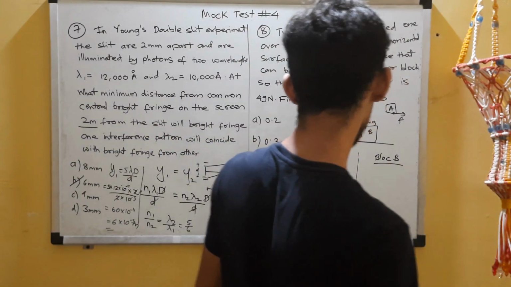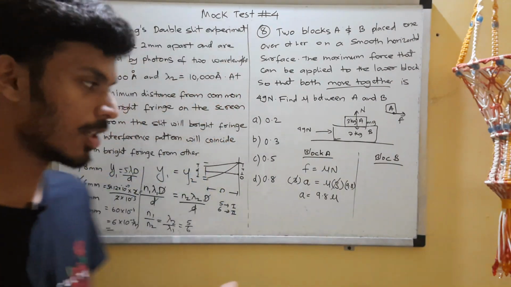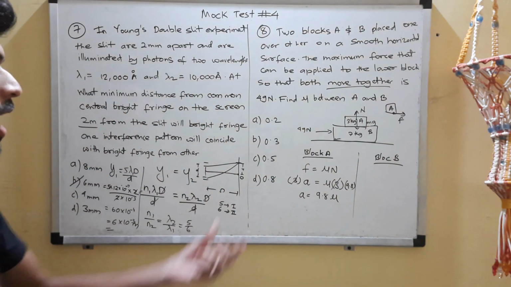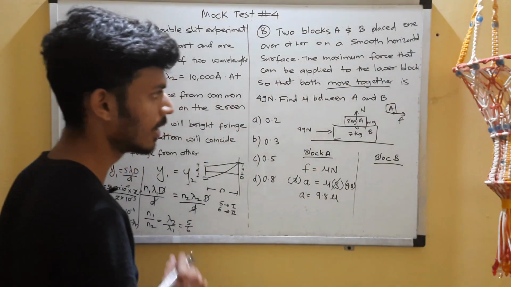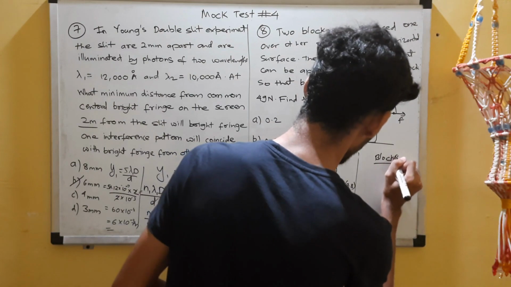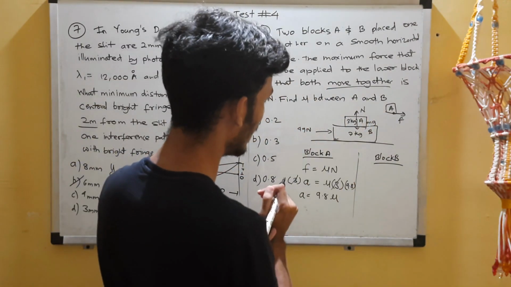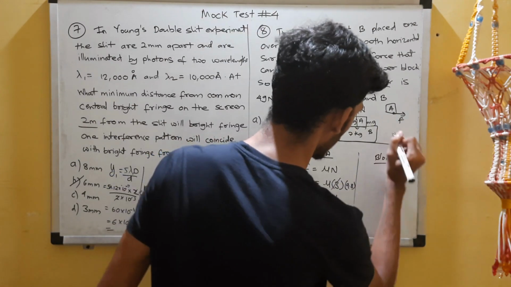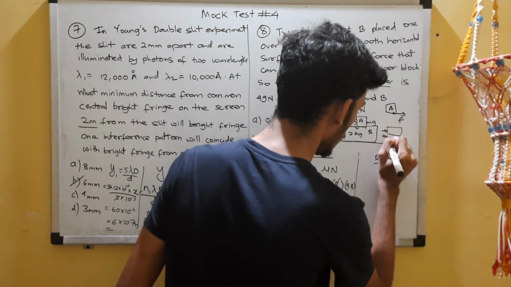Okay, let's apply it to block B. Basically you'll get two equations in terms of a and mu. You'll solve them and that will give you your answer for mu. So for block B, what are the forces? For block B, it's a little bit subtle. The forces here for block B are, first of all, we are pushing it with a force of 49 newtons.